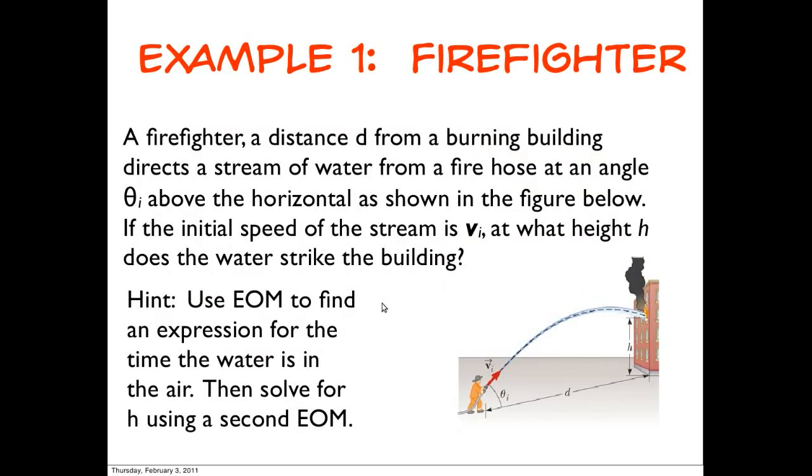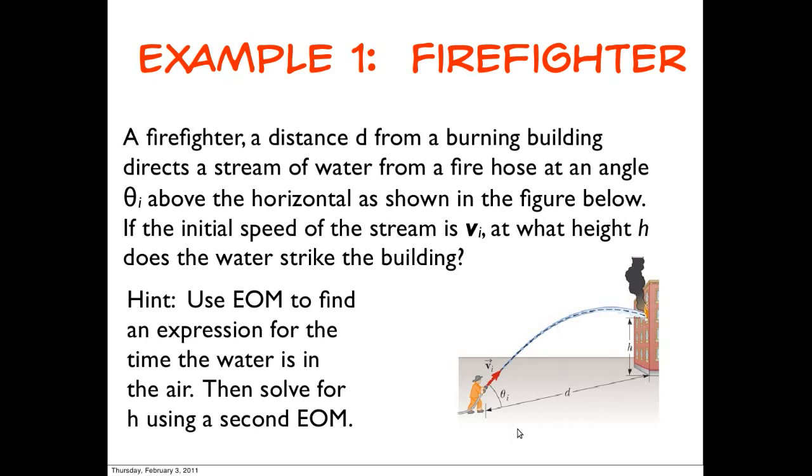Now let's do an example. A firefighter a distance d from a burning building directs a stream of water from a fire hose at an angle theta_i above the horizontal as shown in the figure below. If the initial speed of the stream is v_i, at what height h does the water strike the building? And we are given a hint. We should use the equations of motion to find an expression for the time the water is in the air. And then we should solve for h using a second equation of motion.